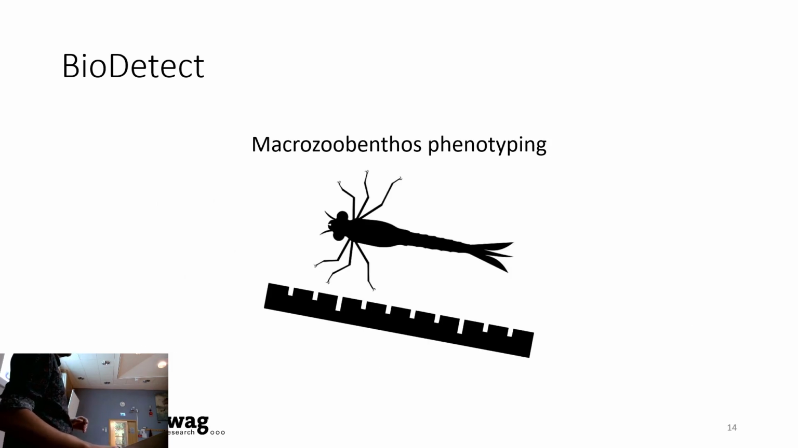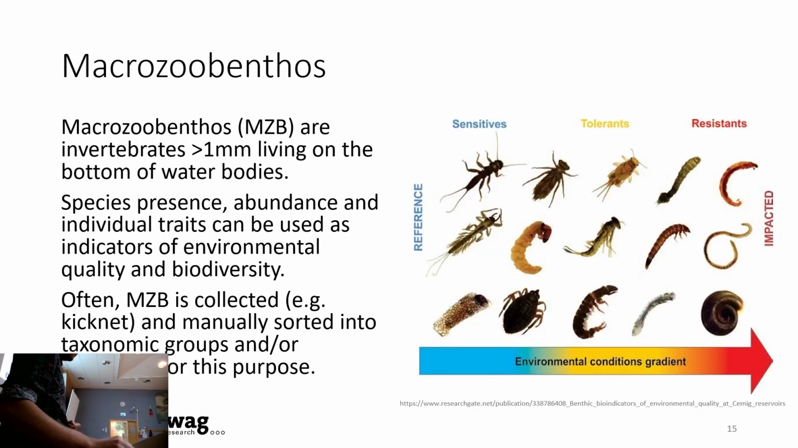So let's get started on the macrozoobenthos phenotyping tool. Macrozoobenthos are invertebrates larger than 1 millimeter, living on the bottom of water bodies. Their species presence, abundance, and traits have been used for assessing environmental quality and biodiversity. There is quite a big corpus of literature on how these two interact. Importantly, a lot of stakeholders that monitor water quality and environmental quality use these organisms as indicators, so there is a direct application when you analyze them.